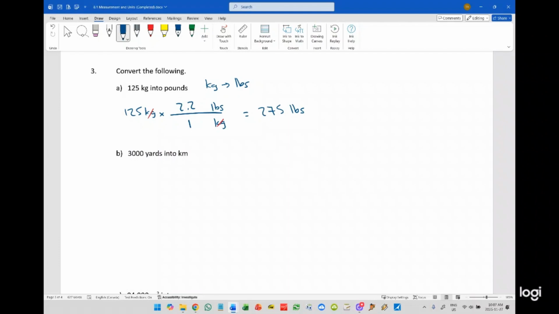When I was teaching this in class, one of the students said, "That's a lot of pounds." And I said, "Yeah, that's the amount I weighed when I was 14 years old." I wish I could still weigh that. But anyway, that's an old number.